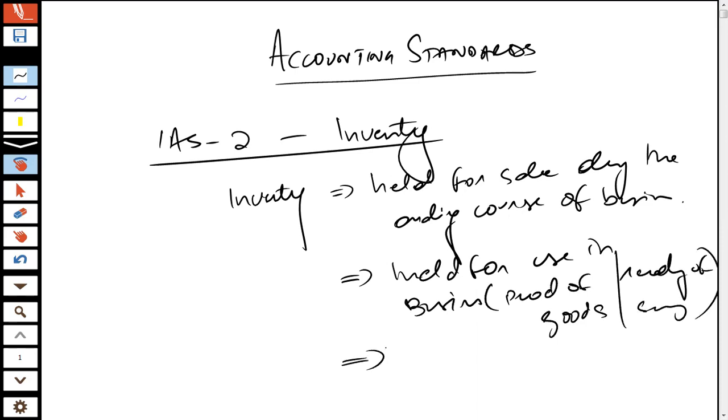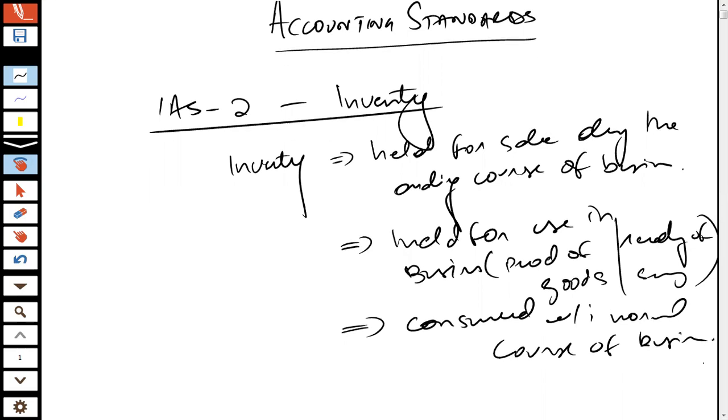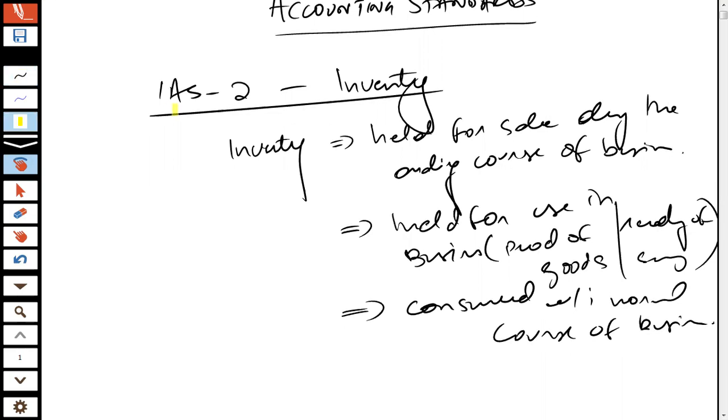Furthermore, inventories are usually those items which are expected to be consumed within the normal course of business. So this is generally what inventory is considered to be. IAS 2 covers that an inventory is an item which is either held for sale during the ordinary course of business, or is held for use in the business for the production of goods or for the rendering of services, or is consumed within the normal course of business.